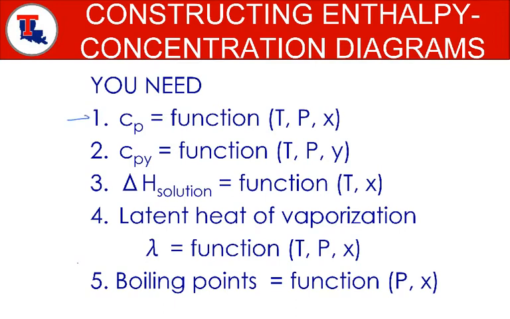What do you need? You need Cp, which is a function of temperature, pressure, and composition. Cp of the liquid, okay? So Cpl. You need the Cp of the gas phase or vapor phase. So that's also a function of temperature, pressure, and composition. And then you need the heat of solution, which is a function of the temperature and the composition. You need latent heat of vaporization. That latent heat is again a function of temperature, pressure, and composition. And you need boiling points. Boiling point is a function of composition and the pressure. You see how much data you need?